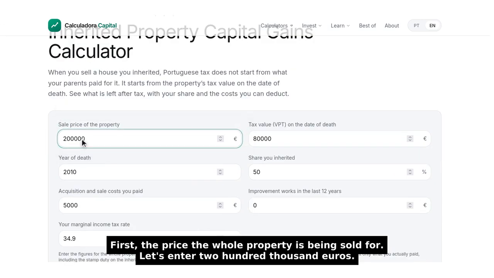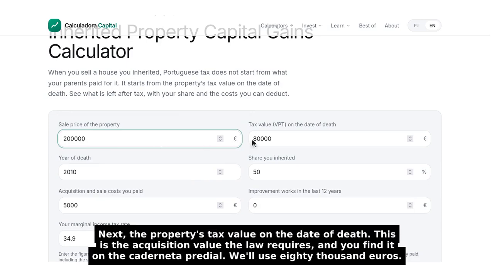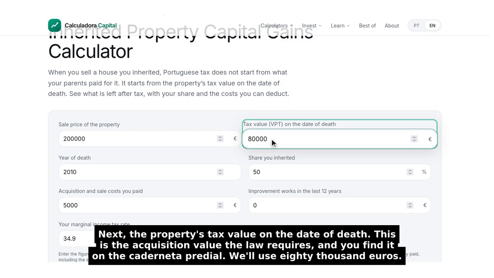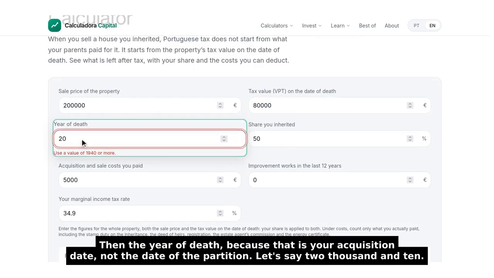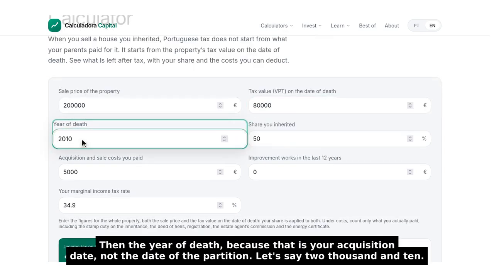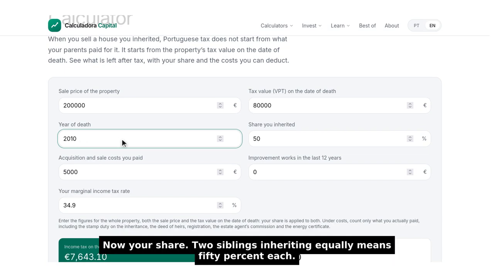Let's enter 200,000 euros. Next, the property's tax value on the date of death. This is the acquisition value the law requires, and you find it on the Caderneta Predial. We'll use 80,000 euros. Then the year of death, because that is your acquisition date, not the date of the partition. Let's say 2010.